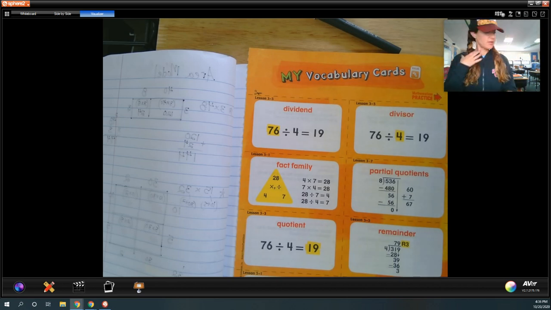Hi guys, I wanted to do some quick math notes for chapter 3 division.